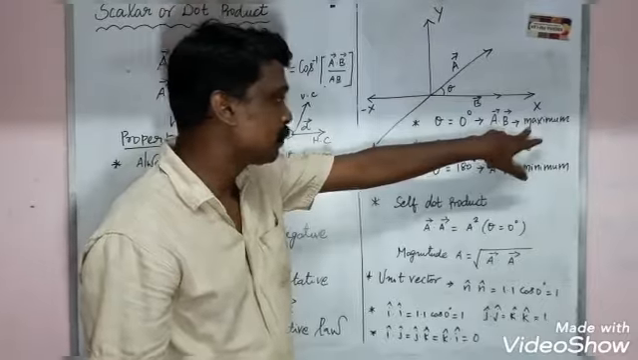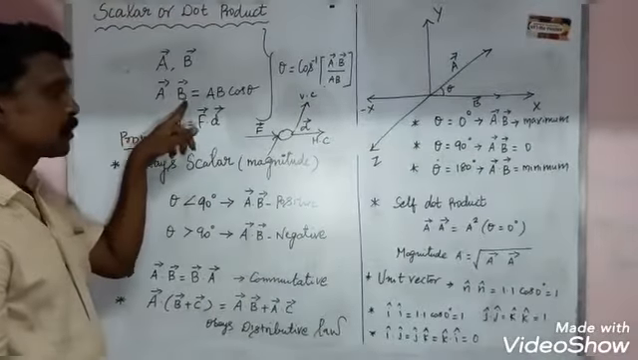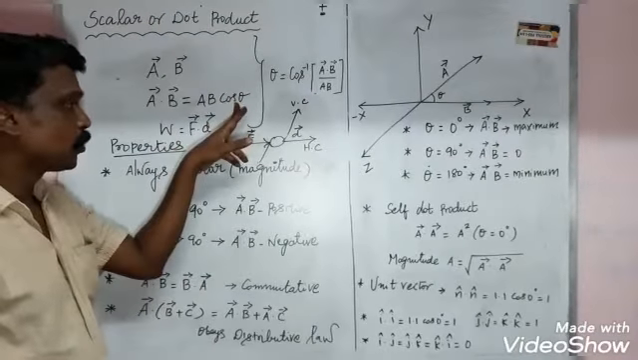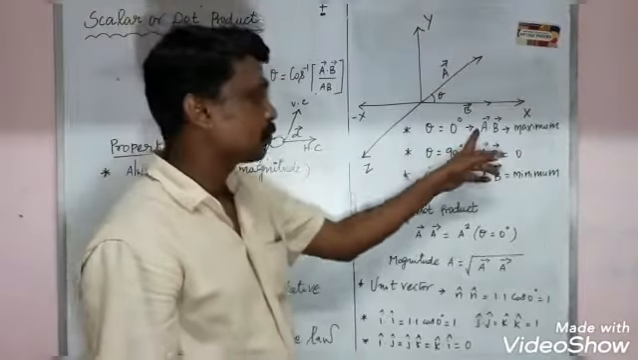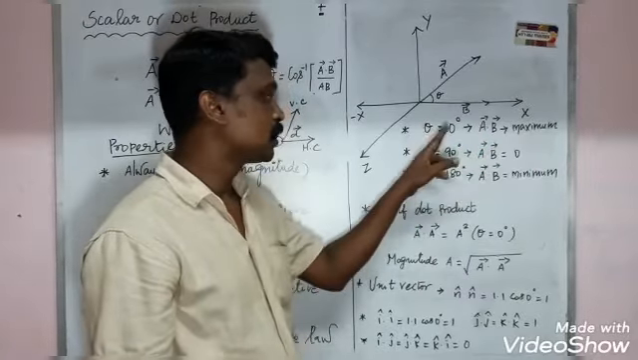How does it become maximum? Just see the expression: A vector dot B vector is equal to AB cos theta. Cos 0 value is equal to 1. Therefore the dot product or the scalar product of two vectors is maximum when theta is equal to 0.